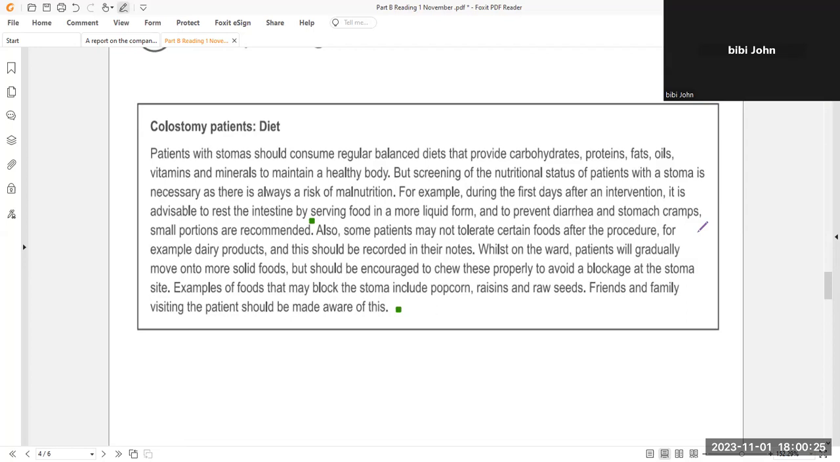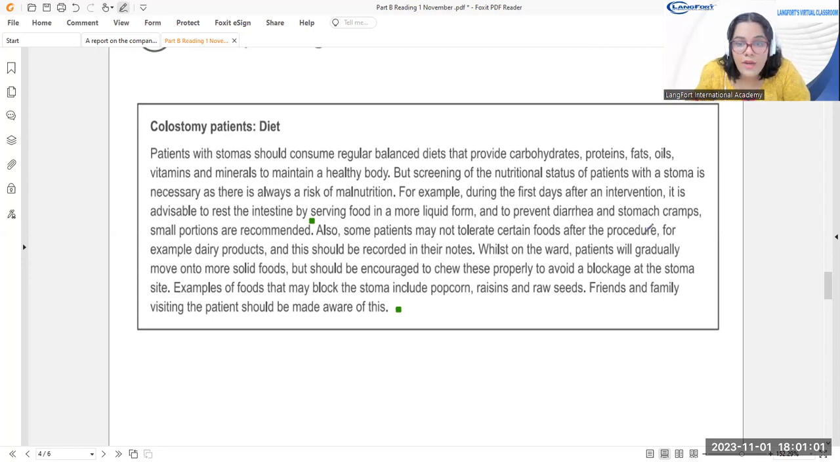Okay. Also, some patients may not tolerate certain foods after the procedure, for example, dairy products, and this should be recorded in their notes. Whilst on the ward, patients will gradually move on to more solid food, but should be encouraged to chew these properly to avoid a blockage at the stomach side. Foods that may block the stomach include popcorn, raisins, and raw seeds. Friends and family visiting the patient should be made aware of this.